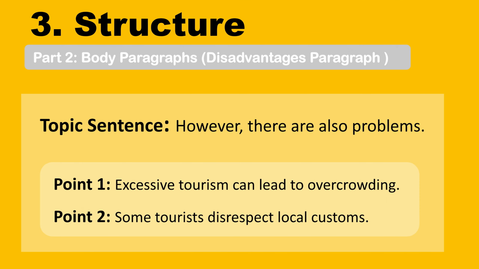Then, in the second body paragraph, we explain the disadvantages or the opposing side of this phenomenon. Again, we start with a topic sentence that introduces the main idea for this paragraph. However, there are also problems. We support this with 2 points. First, excessive tourism can lead to overcrowding. Second, some tourists disrespect local customs.